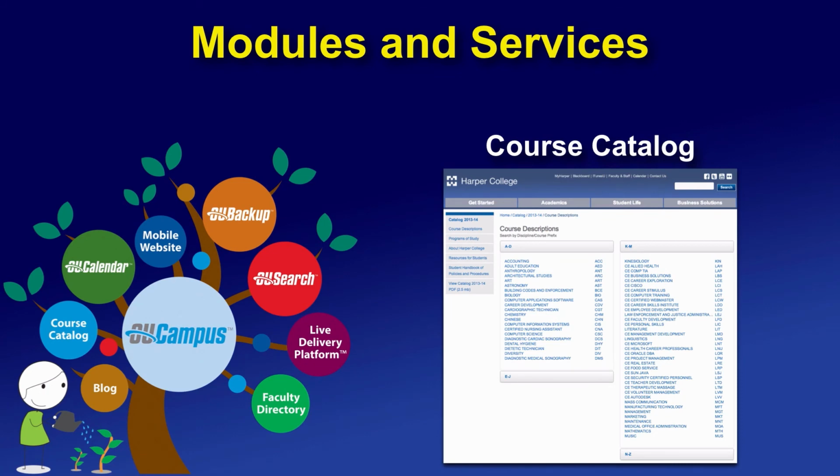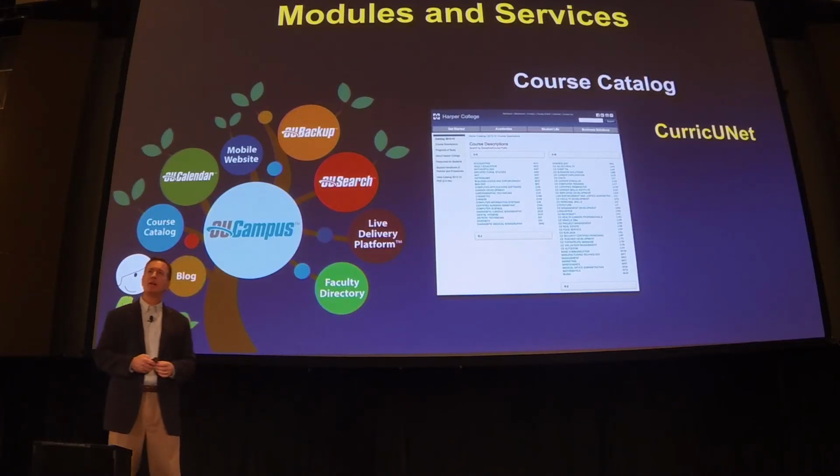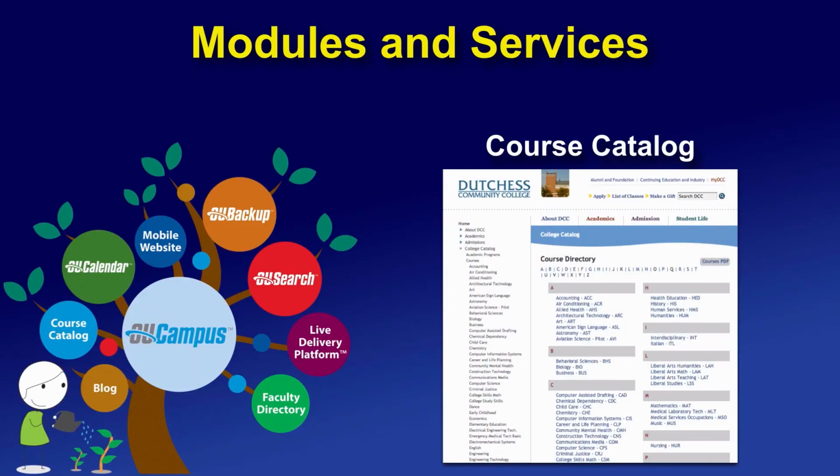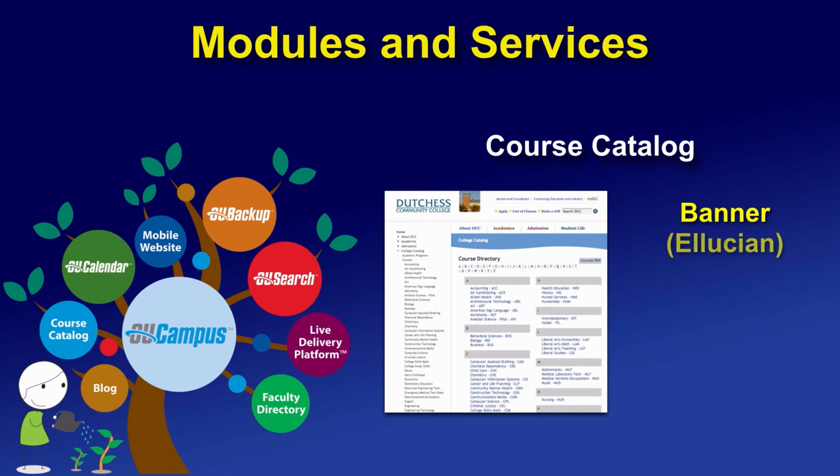Another example here from our friends at Harper College. And Harper has their system in CurricuNet, so we figured this out as well, and we can pull that data in and mix it up and make it right. Here's one from Dutchess Community College. Dutchess uses Banner, now part of Ellucian.